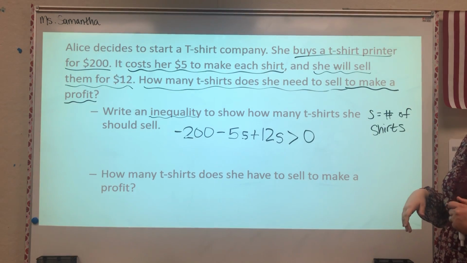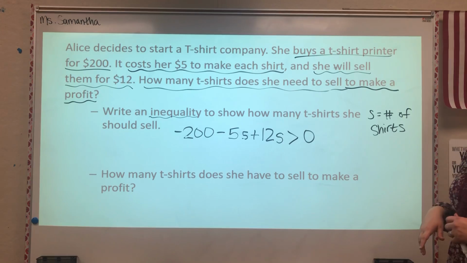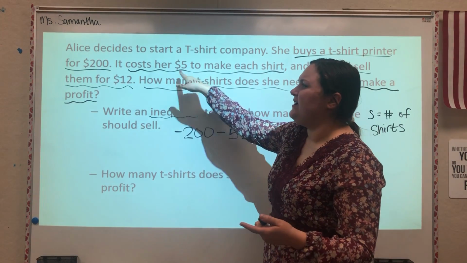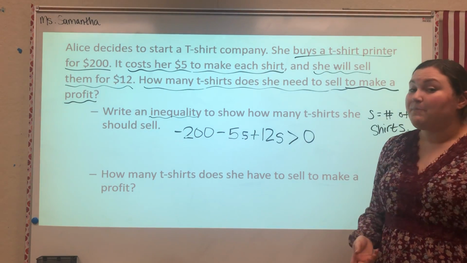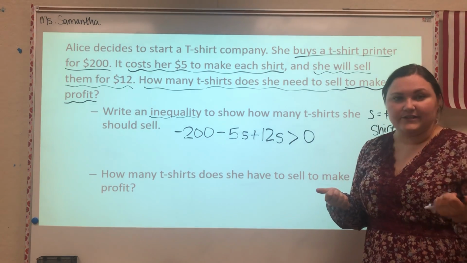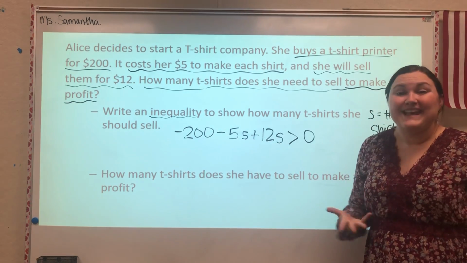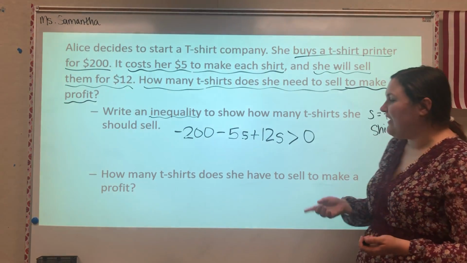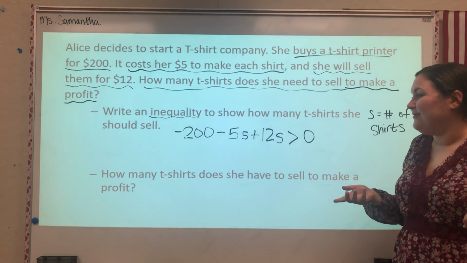One of the things I've had students in the classroom say as we read through this is they say, well, it cost you $5 to make each of the shirts, but you're selling them for $12, so that really just means you're making a profit of $7 on each shirt, right? Do we have to do all of this? Can't I just say you're making $7 for each shirt?